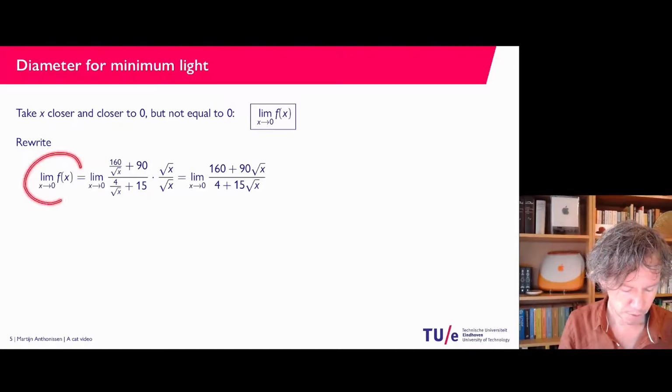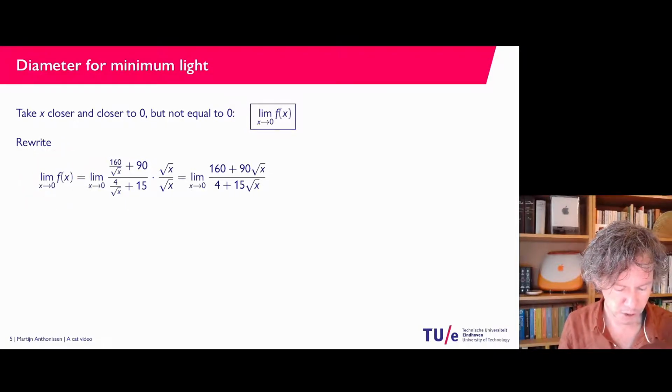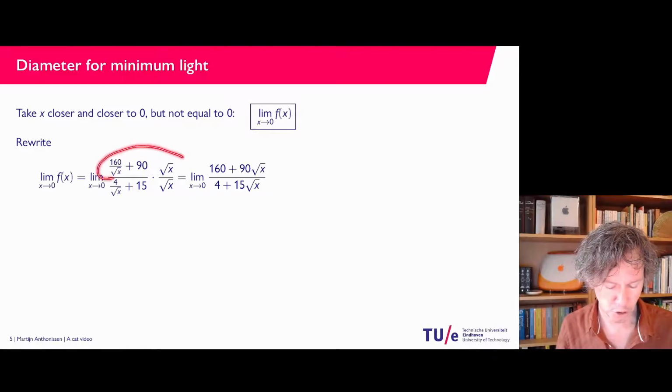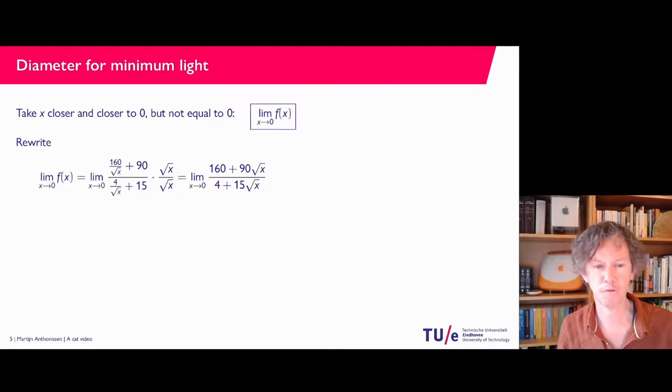Now, if we do that, then we can rewrite our formula. Here, what this means is that we take x close to 0, not equal to 0, and I can multiply both in the numerator and denominator with the square root of x. If x is a small positive number, I'm just multiplying with 1, and the formula doesn't change. So if you do the multiplication in the numerator, you find 160 plus 90 times square root of x. In the denominator, we get 4 plus 15 square root of x.